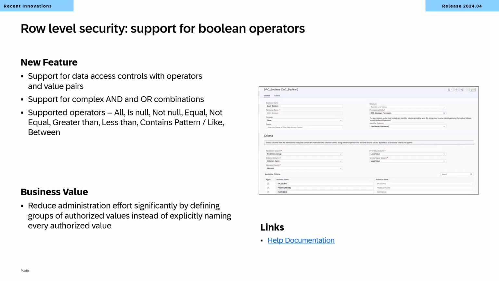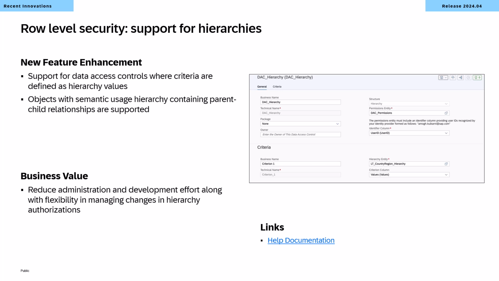The next feature we delivered in the area of data access controls, which is extending those data access controls in two ways. On the one hand, support for Boolean operators. That means you can now create really powerful data access controls in which criteria are defined as operator and value pairs. So in other words, you can now use wildcards and range intervals and combine them with complex and/or combinations to build very detailed row-level security. And as I said, what we also added here is the support for hierarchies and hierarchy values.